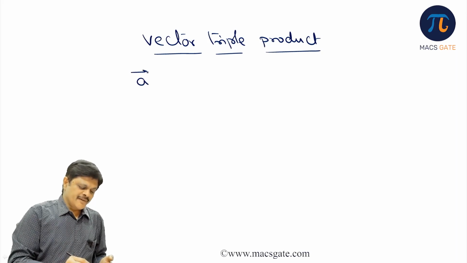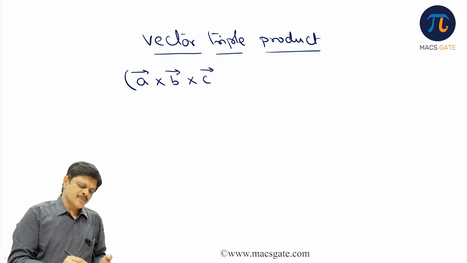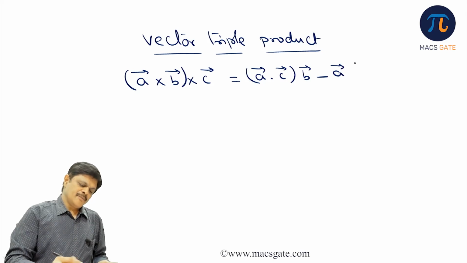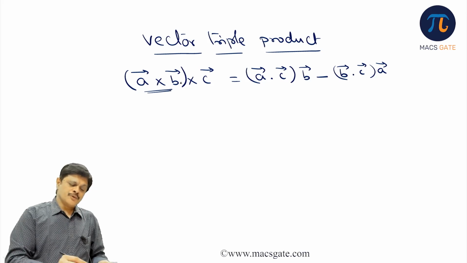So if A, B, C are three vectors and you want to find A cross B cross C, see here where you apply this method. Suppose you are having A cross B cross C, this particular rule: the answer for this would be A dot C into B minus B dot C into A bar. So you have to find the cross product of these two, and the resultant vector you have to do cross product with C bar.